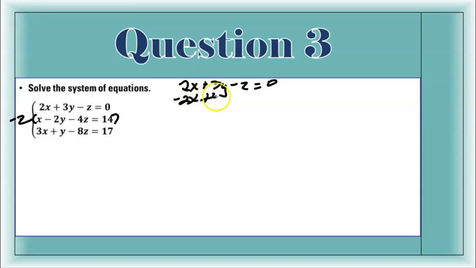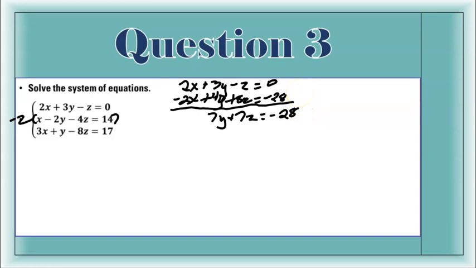And the next one, if I distribute a negative 2, that gives me a negative 2x plus 4y plus 8z equals negative 2 times 14 is negative 28. Then I combine like terms. The x's eliminate each other, and I'm left with 7y, negative 1z plus 8z is a positive 7z, equals negative 28.